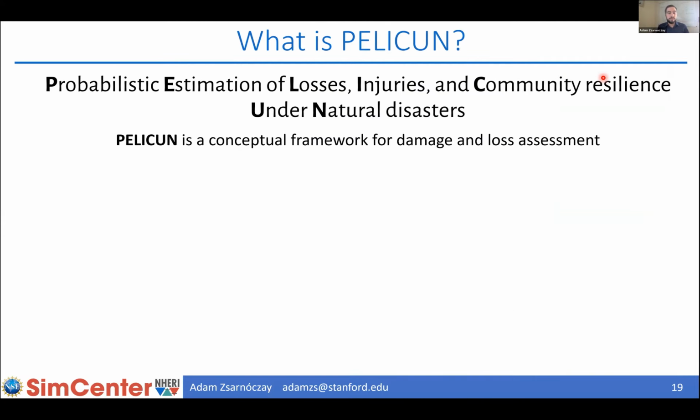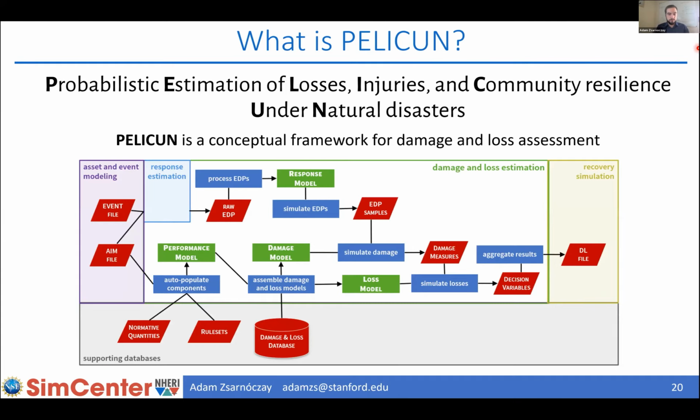Now, what is PELICUN? I told you what it can do, how it fits in the workflow, but what is this really? What does this acronym mean, and what do we produce here? So I already told you it's an acronym: probabilistic estimation of losses, injuries, and community resilience under natural disasters. That's what it stands for. And when we write it with all caps, we mean a conceptual framework for damage and loss assessment. So at that point, it's not really a tool, it's more like a theoretical logic behind damage and loss assessment.